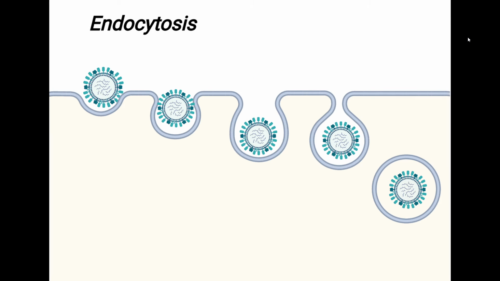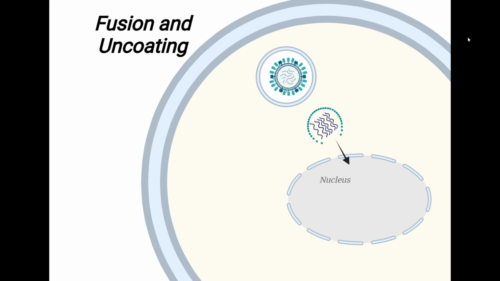The entry of the virion into the host cell is done through a process called endocytosis. Endocytosis is when the host cell membrane engulfs the virion into the host cell itself. With the virion already having entered the host cell, the virion then releases its genomic material into the nucleus for transcription and replication to occur.